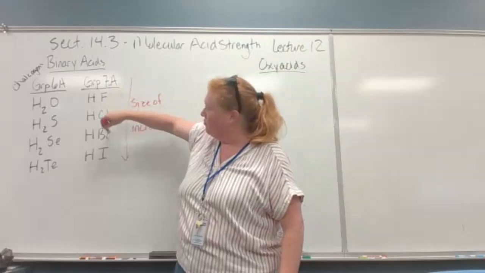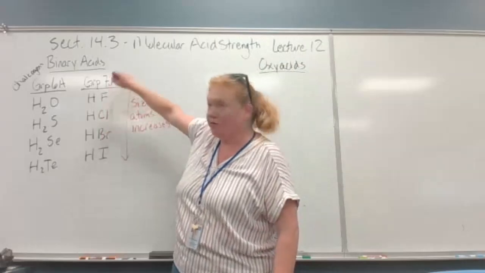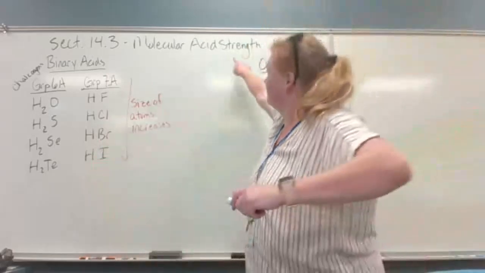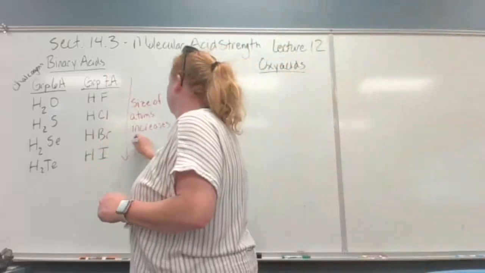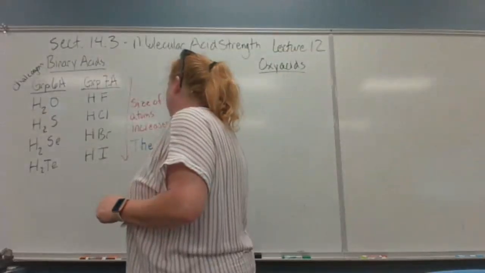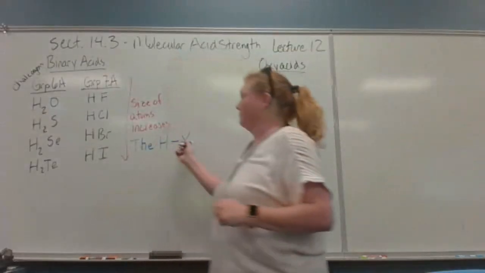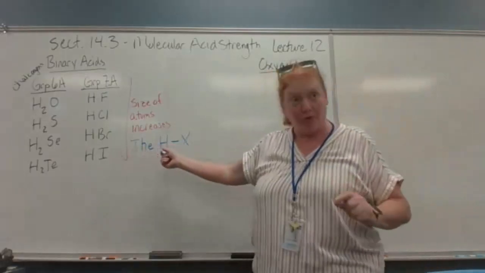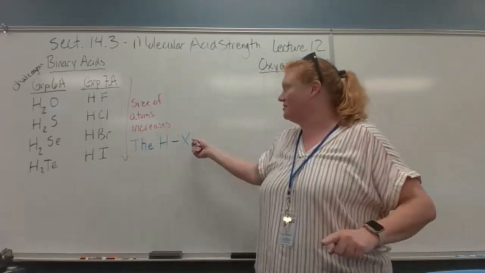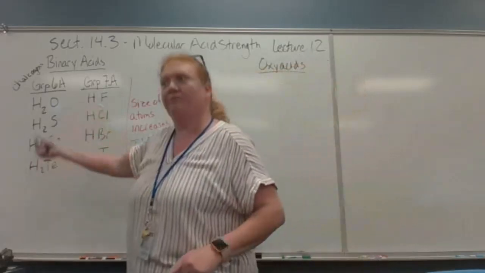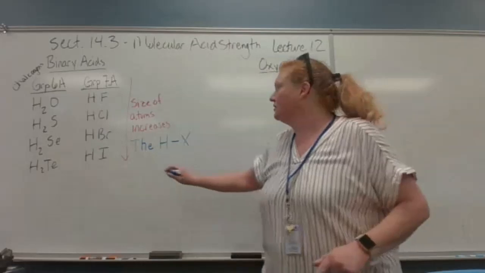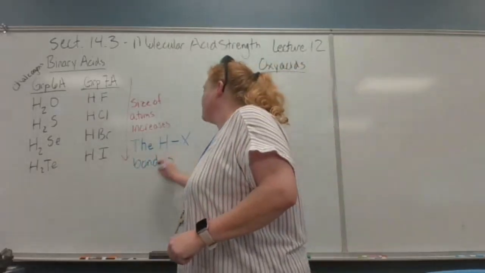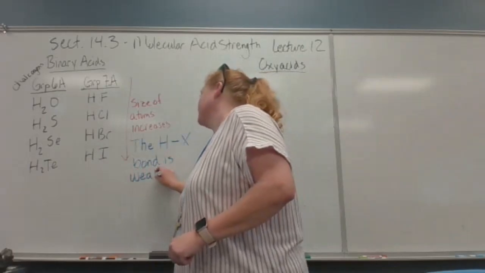Chlorine is bigger than fluorine. Bromine is bigger than chlorine. Iodine is bigger than bromine. Size is getting bigger. What that means is that the bond between the hydrogen, our proton, and whatever the other atom is, this bond is weaker.